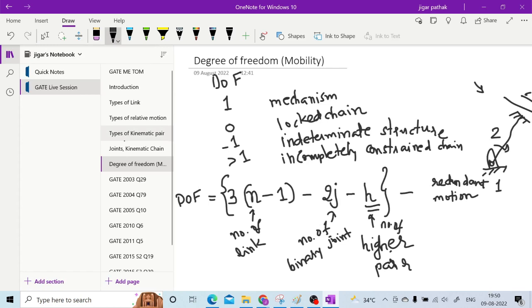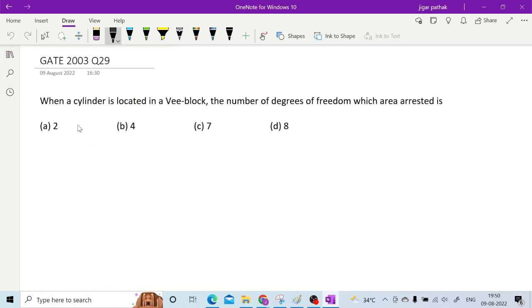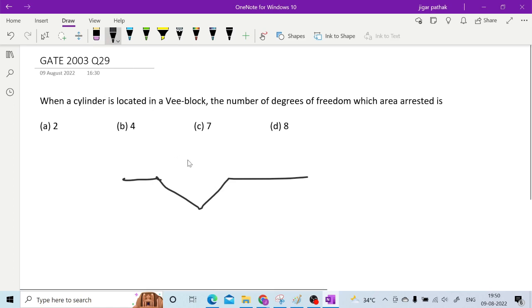Now if we go by the different questions asked in GATE papers, this is the question asked in GATE 2003, Question 29: when a cylinder is located in a V block, the number of degrees of freedom which are arrested is... Suppose you are having this V block, and you are having a cylinder like this, or better, the cylinder can be drawn like this.